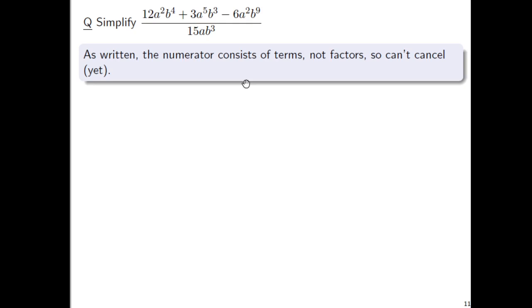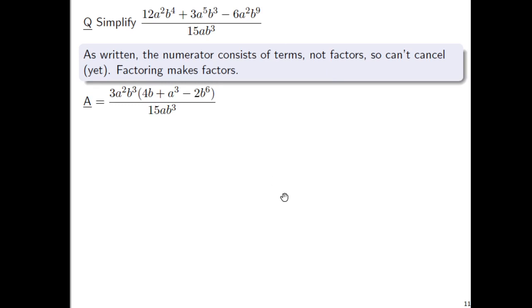By the way, as written, the numerator consists of terms, not factors, right? Because of the plus sign and the minus sign, you have 3 terms in the numerator. You don't have factors, so you can't cancel anything, at least not yet. In a fraction, the only time you can get cancellations is if you have factors. Well, fortunately, factoring makes factors. It sounds funny, but factoring, that is the verb, makes factors, that is the noun.